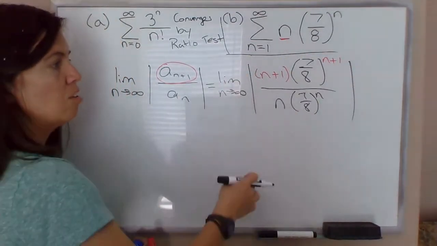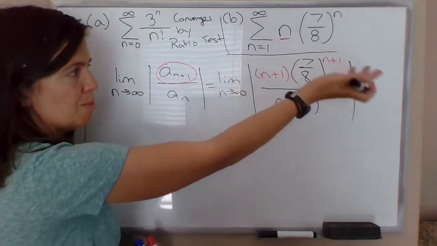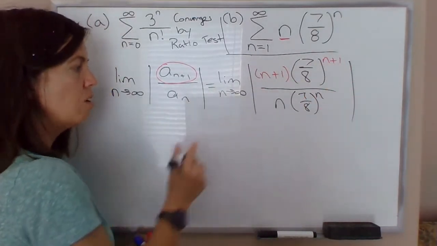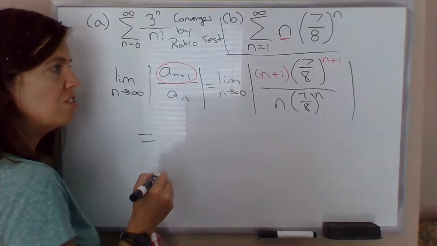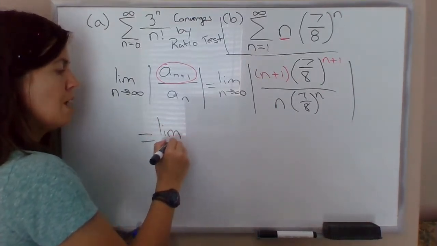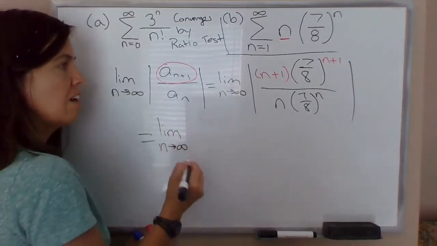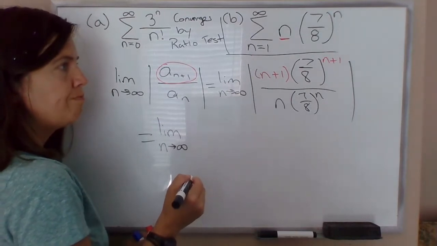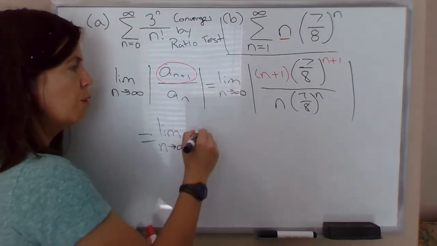Here again, everything is positive. 7/8 is positive, a base raised to any power is going to be positive. n, all throughout this chapter, is a positive integer. So I can drop the absolute value again, like I did in that last example. Okay, and that's mostly all I'm going to do here.